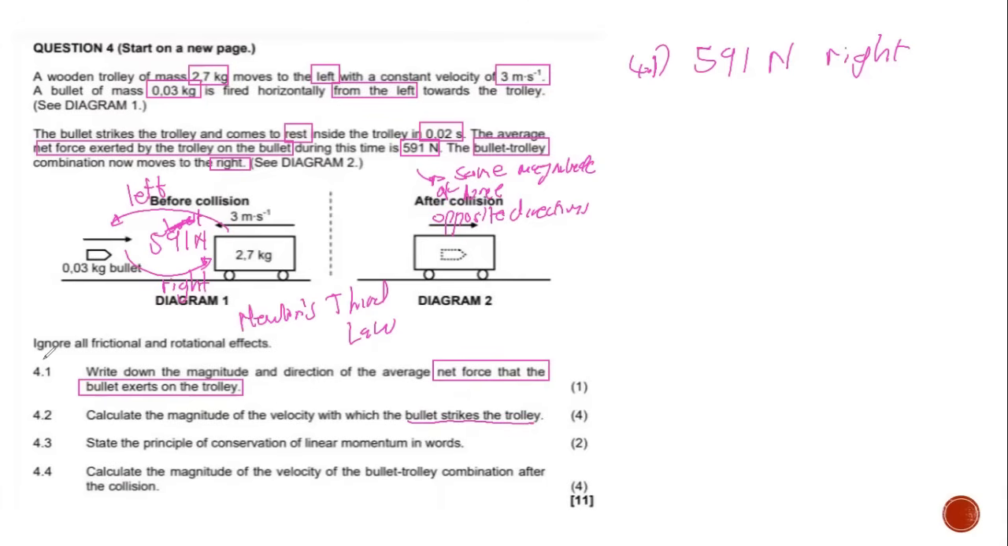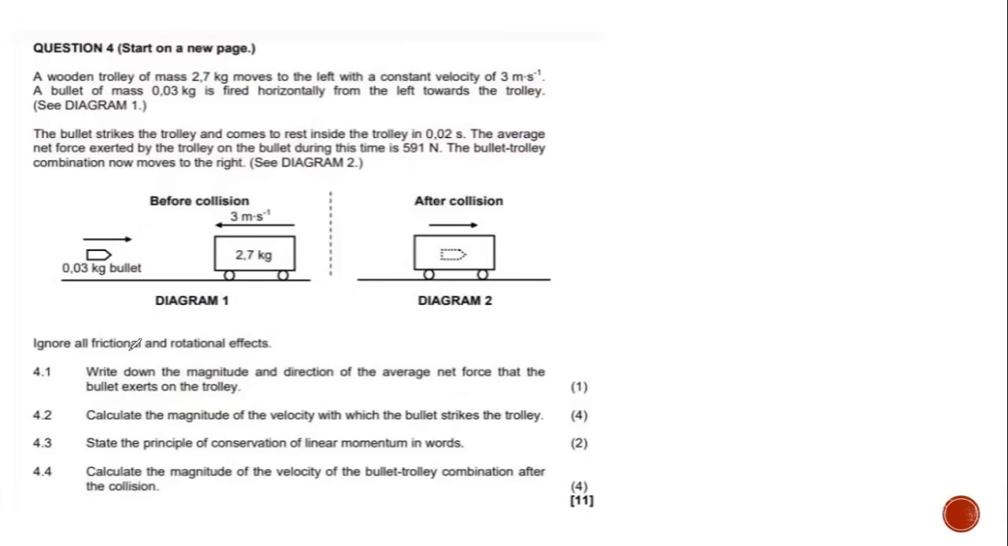Okay, so fasten your seatbelt now. It is getting pretty difficult. Then calculate the magnitude of the velocity with which the bullet strikes the trolley. So they're looking for the V initial, right? Now, we have the V initial of the trolley, which is 3 meters per second, and then it's to the left. But then here, we don't have the final velocity for the combination. Now, obviously, what are we looking for? We are looking for the initial velocity of the bullet, but then also we find that we don't have this.